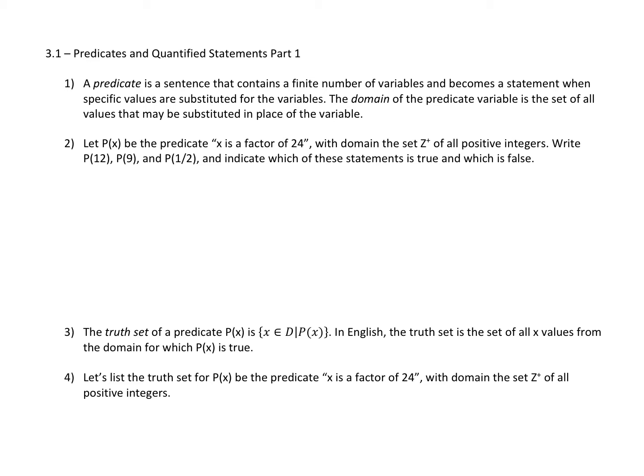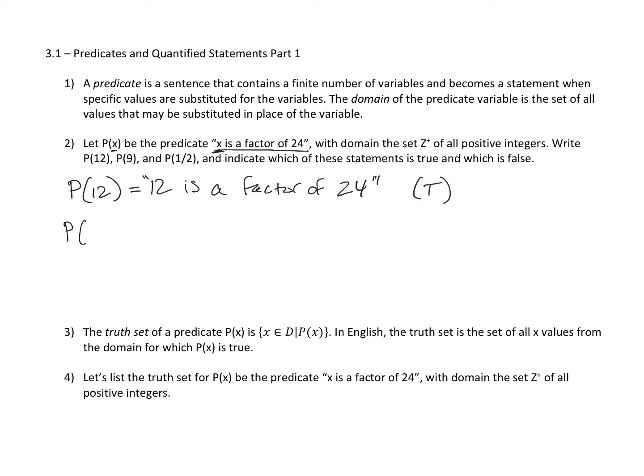So we're going to write a sentence for P of 12, P of 9, and P of a half and indicate whether the statement is true or false. So P of 12 means I replace the x with a 12. So in the sentence, we replace the x with a 12. So that means 12 is a factor of 24. And is that true or false? It's true. 12 is, in fact, a factor of 24.